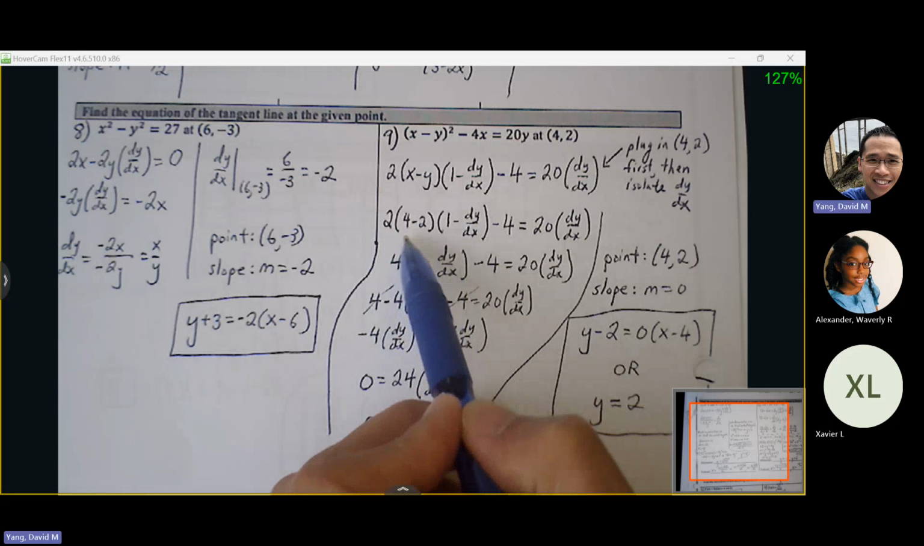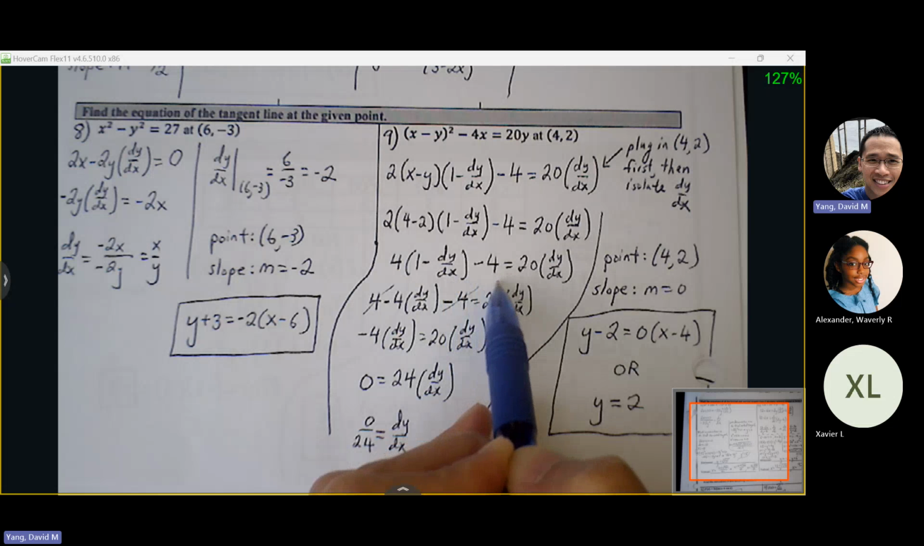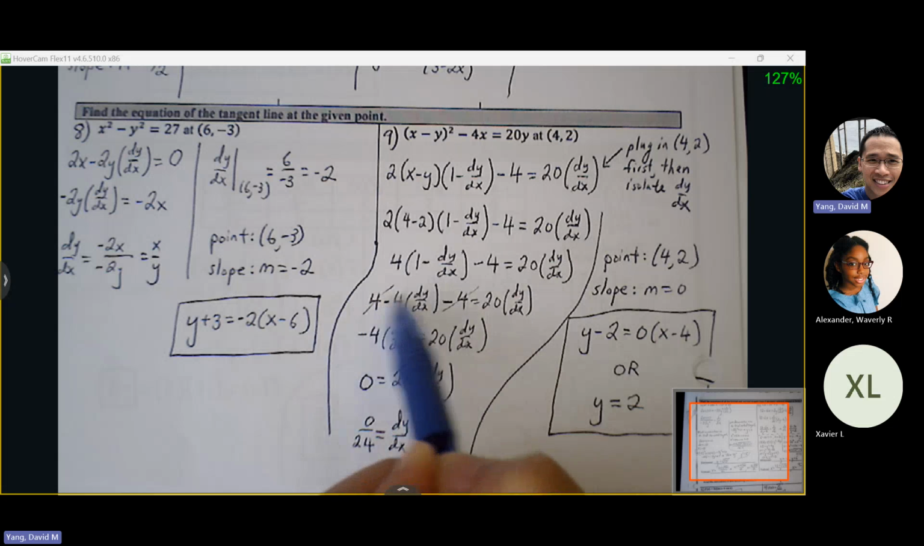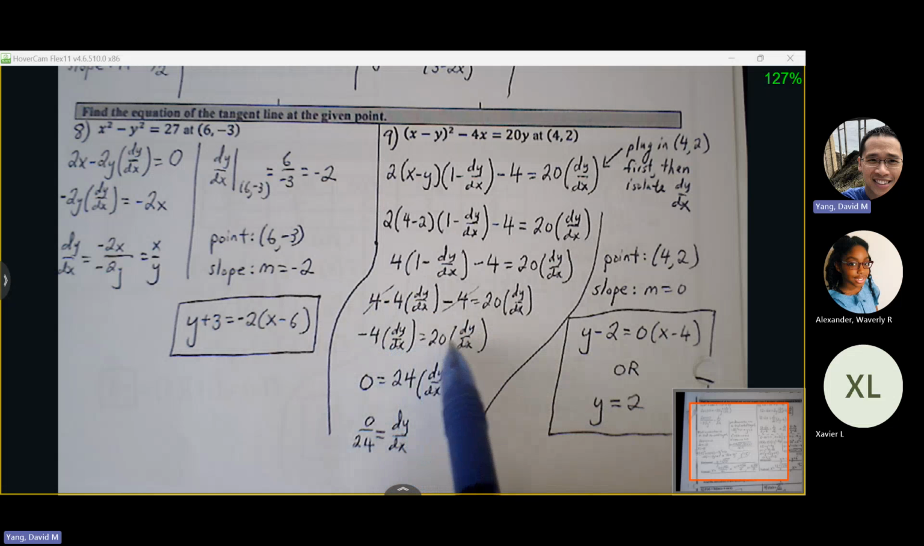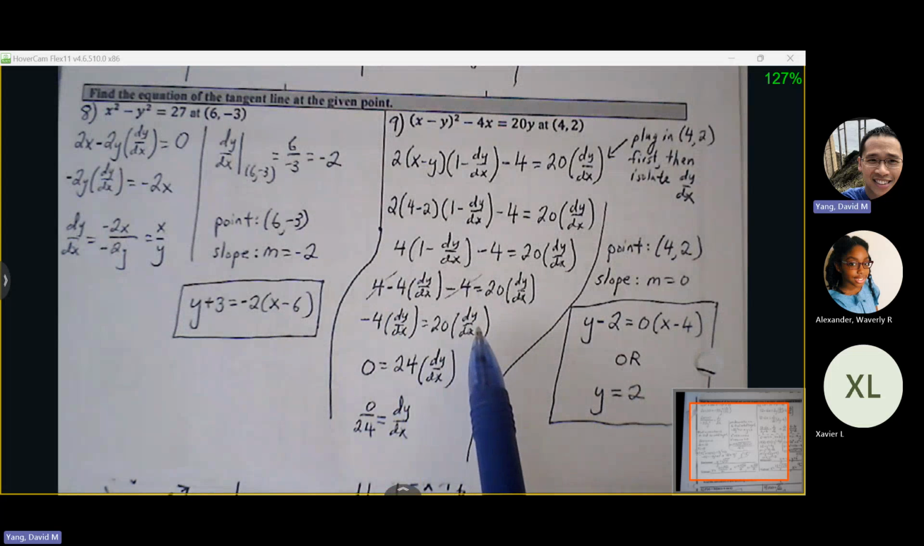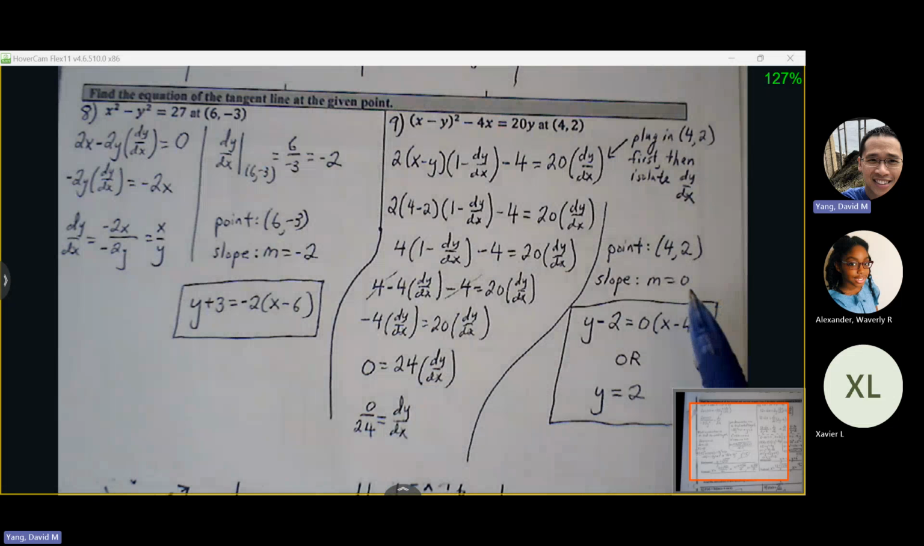So things combine a little faster here. 2 times 2 is 4, times 1 minus dy dx, minus 4 equals 20 dy dx. I get 4 minus 4 dy dx minus 4. The 4's cancel out. Negative 4 dy dx equals 20 dy dx. I'm not going to be dividing because I want to group my dy dx together. So I added the 4 dy dx over to the other side. 20 dy dx plus 4 dy dx is 24 dy dx. And that adding is going to force this one side to be 0. And then now I can solve for dy dx. Divide both sides by 24. I get 0 over 24. So my slope is 0.